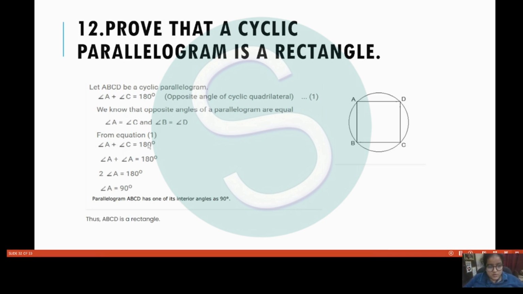So A plus C equals to 180 degree. इसको हम लिख सकते हैं 2 times of A equals to 180 degree. So A equals to 90 degree. Similarly, A equals to C है तो A equals to C equals to 90 degree. Similarly, B plus D है वो भी 180 degree है, B और D equal भी है. So again B equals to D equals to 90 degree. सो इस पैरेललोग्राम के सारे एंगल्स 90 डिग्री है, which implies ABCD is a rectangle.